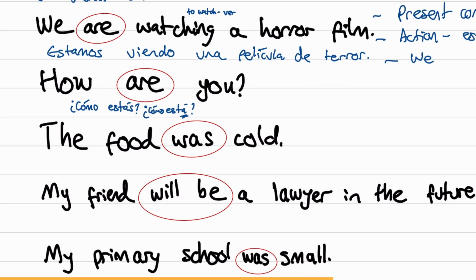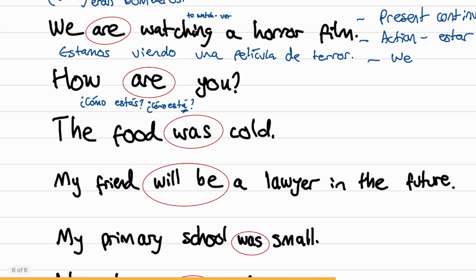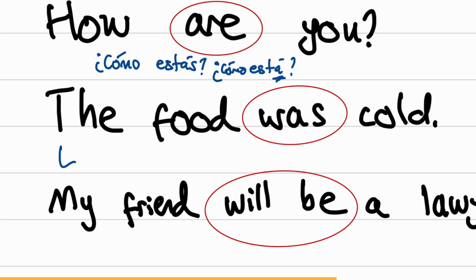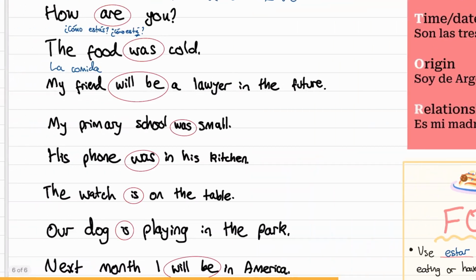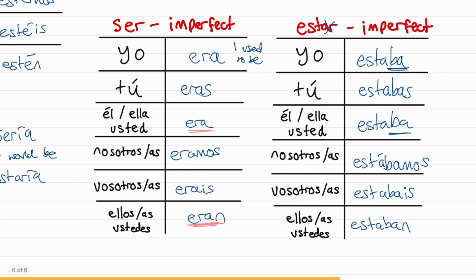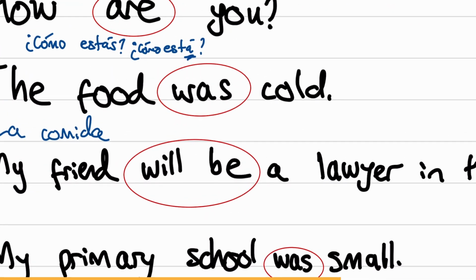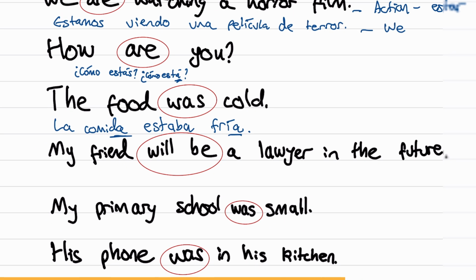Is how are you? Now, the food was cold. What do we say about food? Estar to describe food you have eaten or you are eating. We have eaten this food, that's how we know it's cold. Right? So, la comida is first. What tense is this? The food was cold. What tense are we going to use? The imperfect tense. Vale? So, he, she, estaba. La comida estaba, and then cold is just frío. But we can't use frío, we say fría. Why? Because la comida is feminine. So la comida estaba fría.